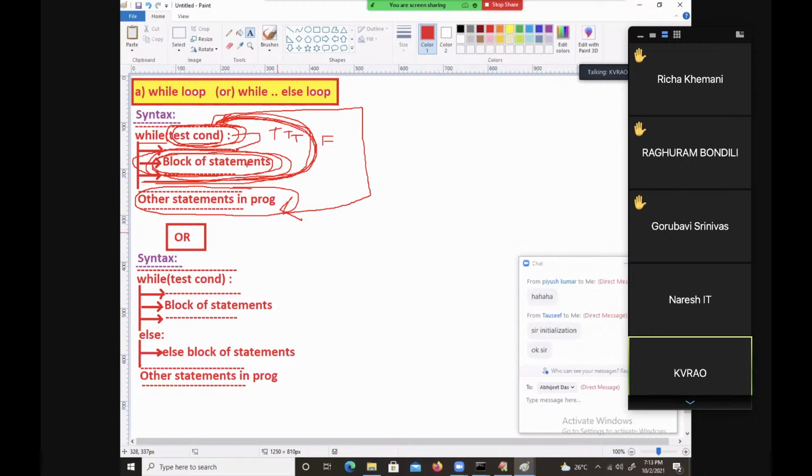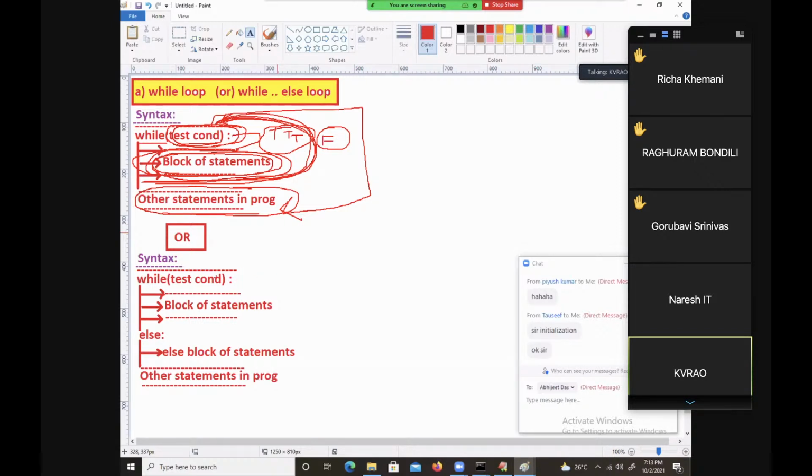So here, the block of statements is executed 3 times. The fourth time it was false. It comes out of the while loop and executes other statements in the program. That is the first syntax explanation. Now, in the second syntax explanation, what happens?